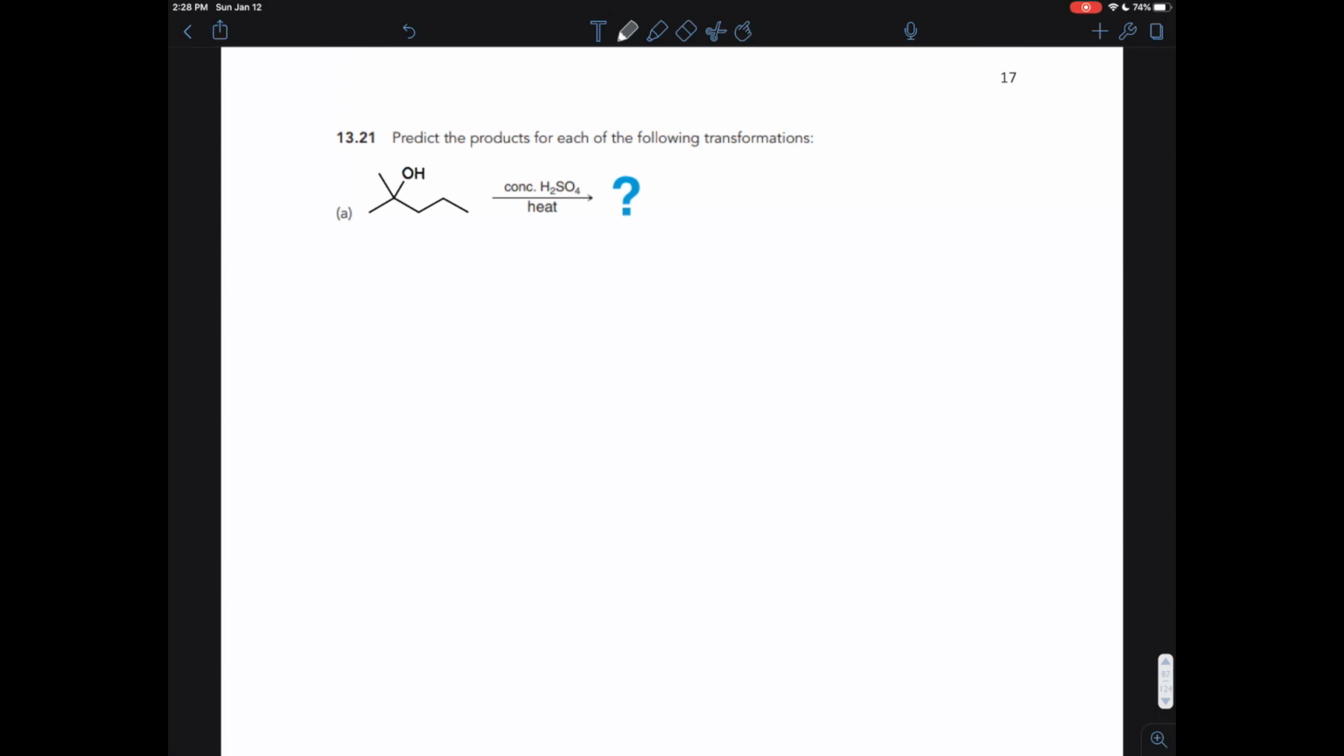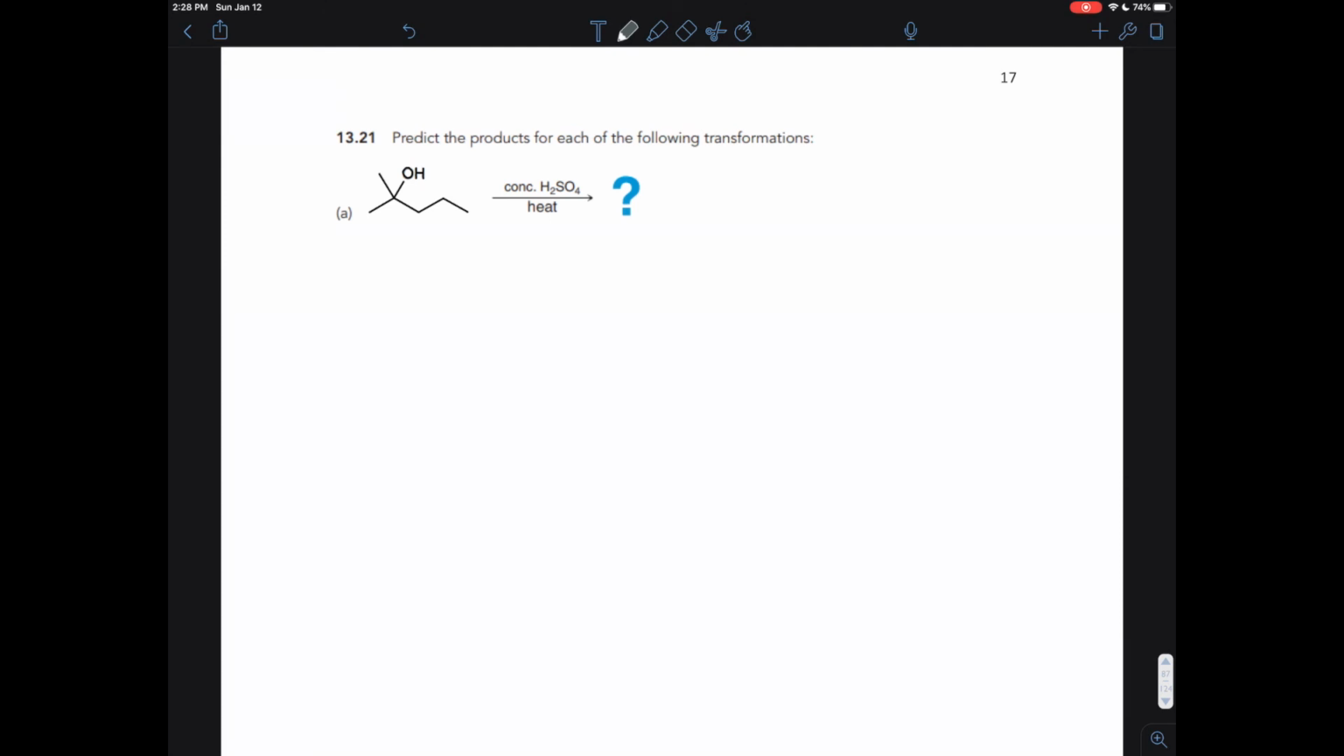Exercise 13.21 just explores a couple ways that you can do elimination reactions with alcohols. So you could start with an alcohol, look at the OH of the alcohol, and eliminate it. Remember that in elimination reactions, you remove something from a molecule, and you create a pi bond.